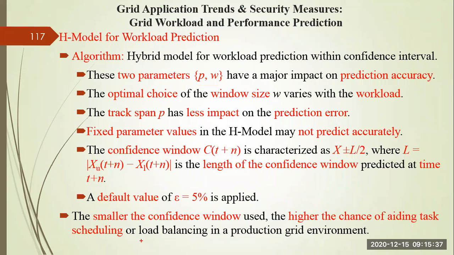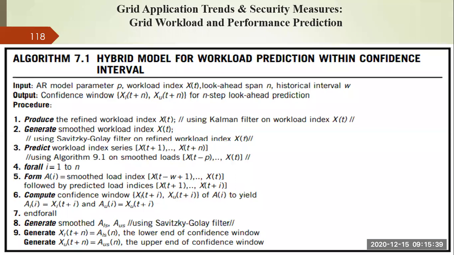So if you see, this is the algorithm. What is the input to this algorithm? The input to this algorithm is nothing but your ARP, right? That is AR model with parameter P, your workload index XT or load index XT. You have to predict for the next N days. So look ahead span is N and historical window W. Okay. So based upon that, you have to follow this particular process. Whatever we discussed, that is written in this particular algorithm, right?